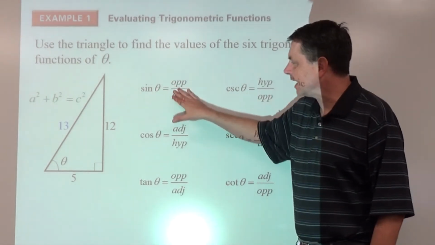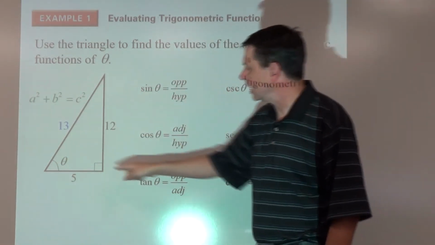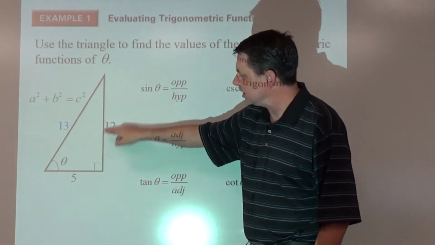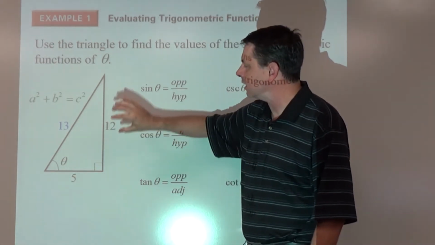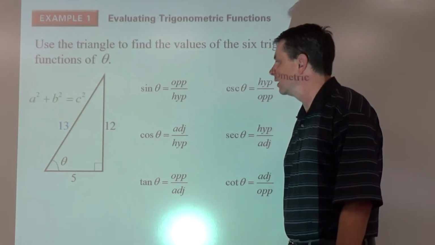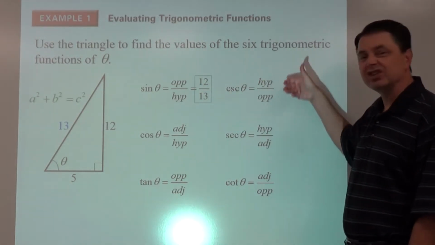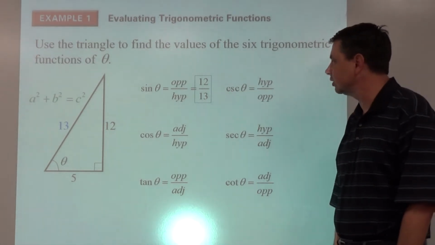All right, so for the sine of theta, where our angle theta is here, sine is opposite divided by hypotenuse. So opposite, you would go across from the theta. There's our opposite of 12. 13 is always going to be our hypotenuse. And then for cosecant, we could just flip that, say it's 13 over 12.